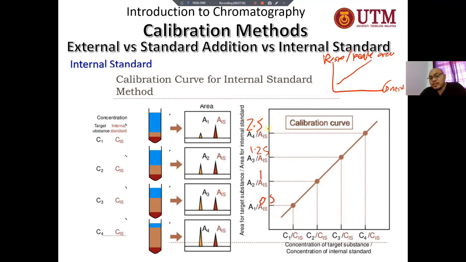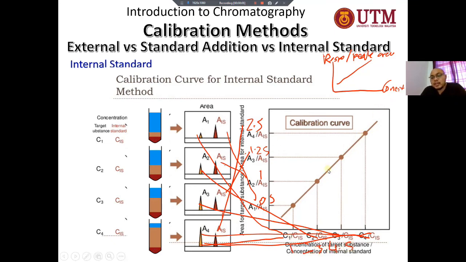So you put in the calibration curve the response on the y-axis, and then you put the concentration on the x-axis. So 1, 2, 3, 4, 5, for example, that is the concentration. So you plot and you will get the calibration curve. Then you will get the R squared value of 0.995.